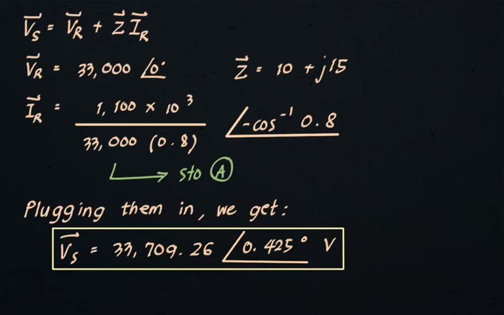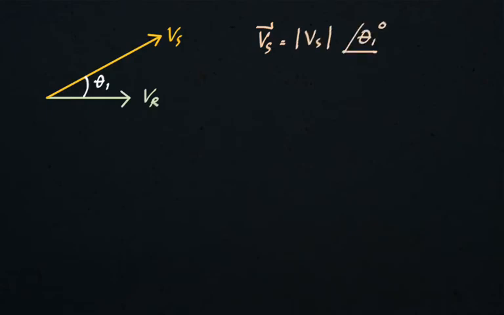Next is the sending end power factor. In getting the sending end power factor, we might have to draw the phasor diagram. First thing, you write the VR. VR is our reference. Pwede namang iba yung reference, but for the simplest phasor diagram, ang reference natin is VR. And then from there, we plot Vs, which is theta 1 from VR. Where do we get that? Yung kanina, diba? We have our Vs equal to magnitude Vs, theta 1 degrees.